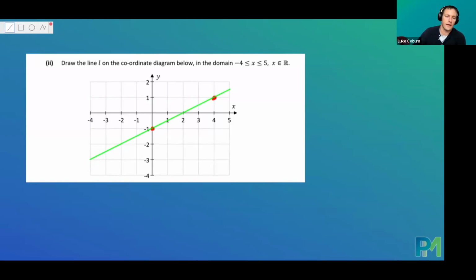Let's have a look quickly at what we mean here. In the domain -4 less than x less than 5, we're going to draw this basically for x starting at -4 and going up to 5. So what we have inside of that box is what we're going to draw. Obviously, the line can go further, but we're not doing that. We're just going to draw it in that domain.